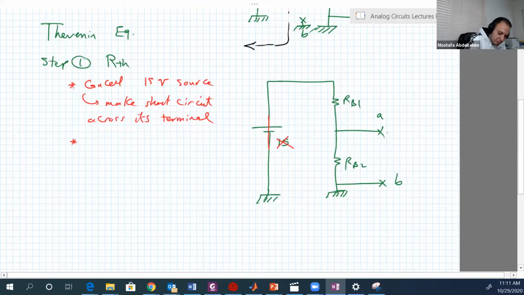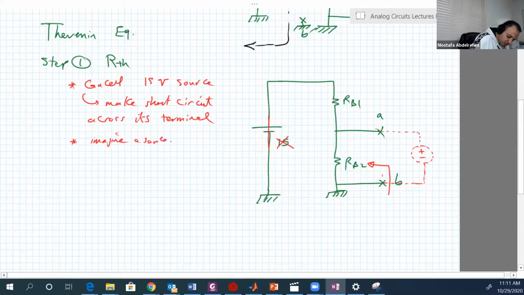Step 2, just imagine there is another source here, just an imaginary source between A and B. I mean, A and B is not open circuit, that's why we assume something here between A and B. So when we look in that direction, what is the equivalent resistance between A and B?